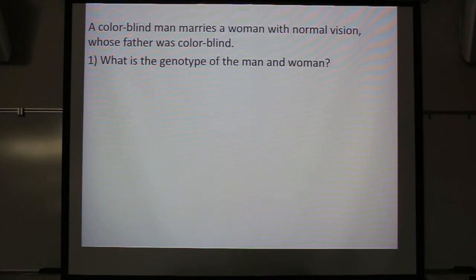In this particular case, we have a colorblind man, and he marries a woman who has normal vision but whose father was colorblind, and they ask you to figure out first what the genotype of the man and woman are. So remember, the phenotype is the physical outward appearance of a particular gene. So, you know, they have brown hair or blue eyes, that would be a phenotype. And a genotype is the genetic makeup. So the genotype in this case would look like this. This would be the woman, and this would be the man.